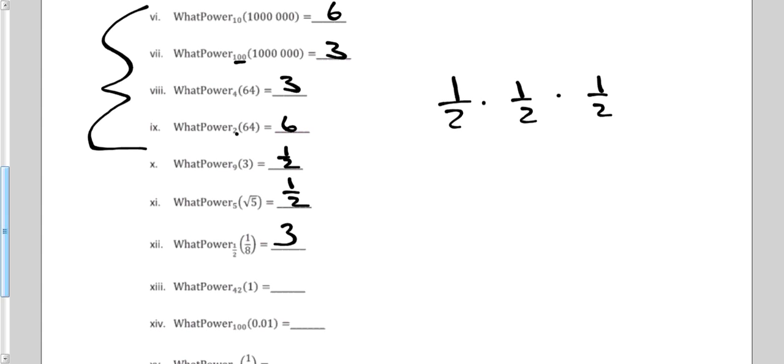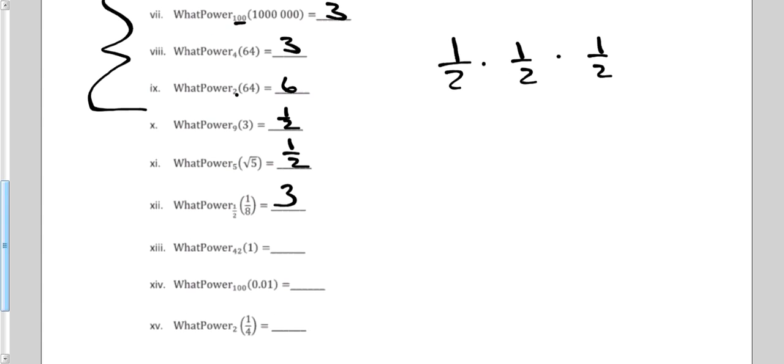Okay. Do the log roll again. 42 to what power gets me 1? 0. Very good. I like where we're going. Okay, 100 to what power gets me 0.01? Is it a negative number? Negative what, though?